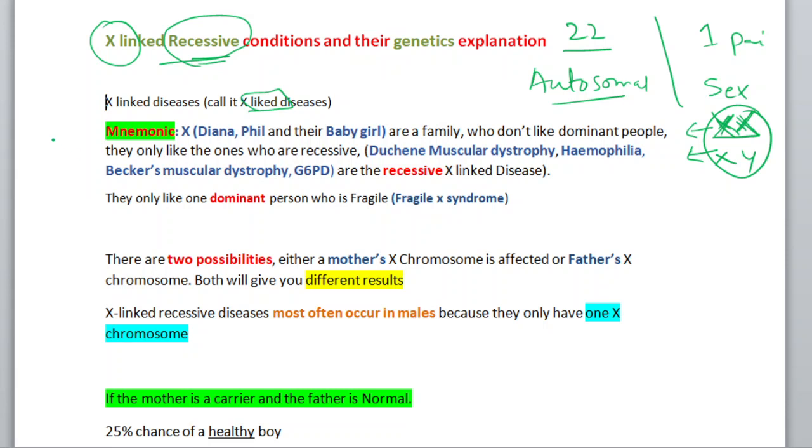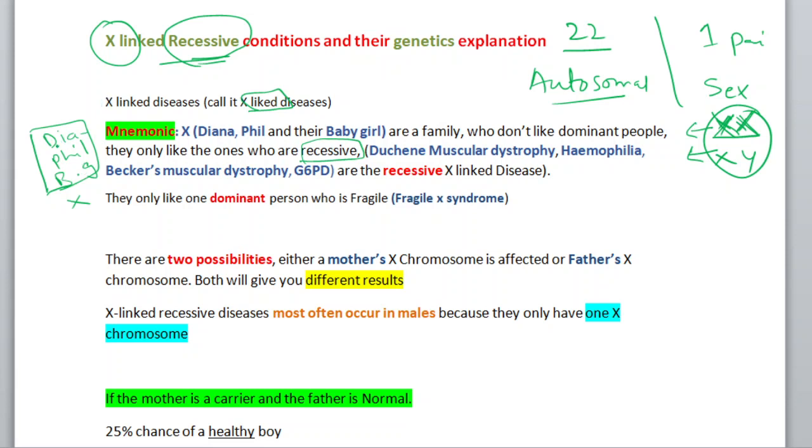Let me start by telling you a story. Suppose there is a family called X. There is a house called X. In that house, Diana lives, and Phil is living there, and their baby girl is living. All these people, which is a family, don't like dominant people. They only like the ones who are recessive.